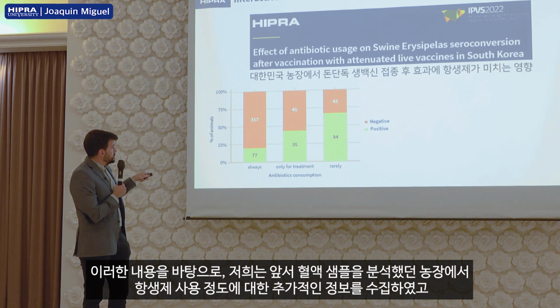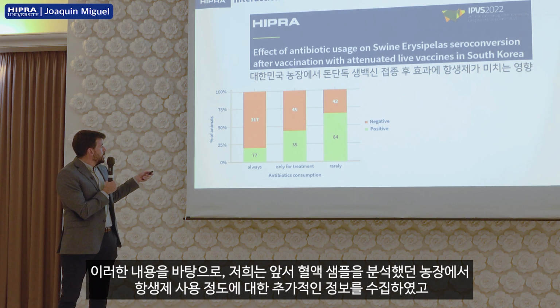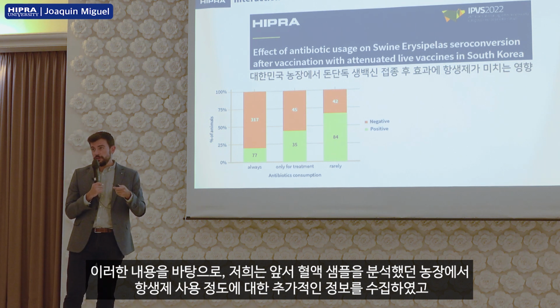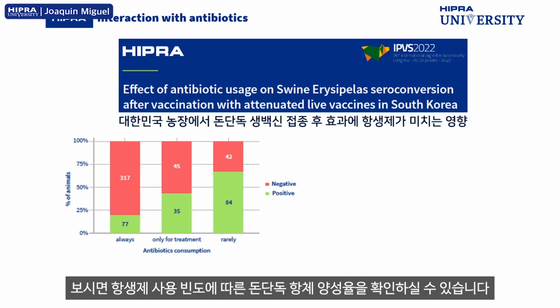With the same results, we developed another word, and when we collected the data from the farms, we also collected the rate of antibiotics they were using, always, only for treatment, and rarely. And here we can see the rate of positive and negative animals based on the quantity of antibiotic use.